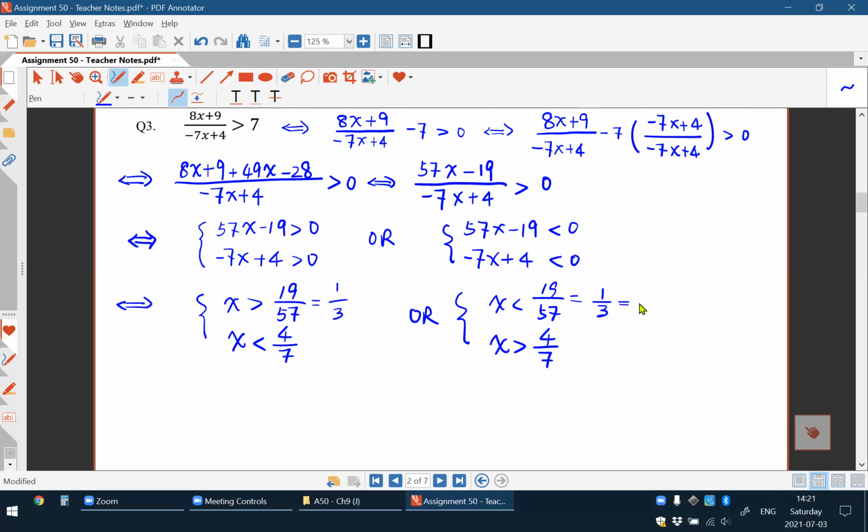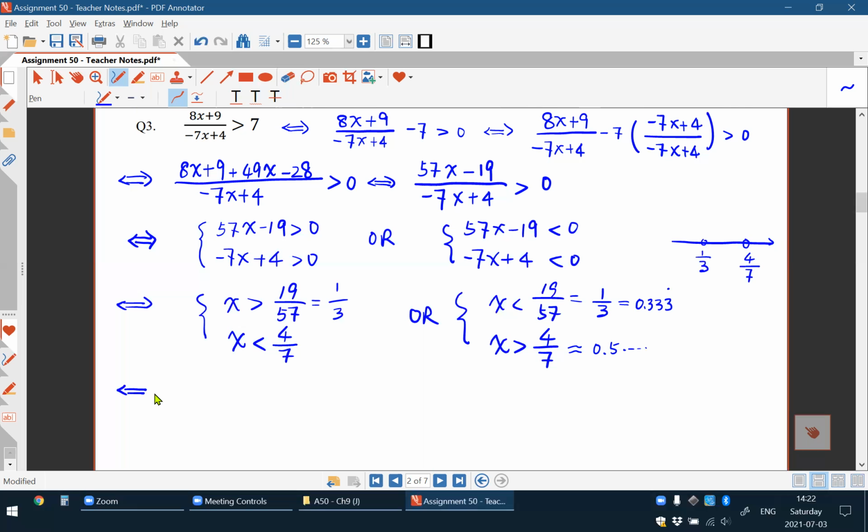1 over 3 is about 0.333. And 4 over 7 is about 0.5 something, right? So which one is larger? If we draw a number axis, of course, 4 over 7 is larger, right? If this is 4 over 7, 1 over 3 should be here, right?